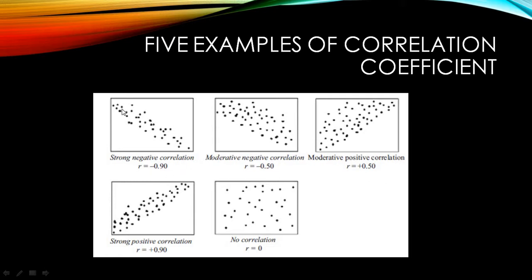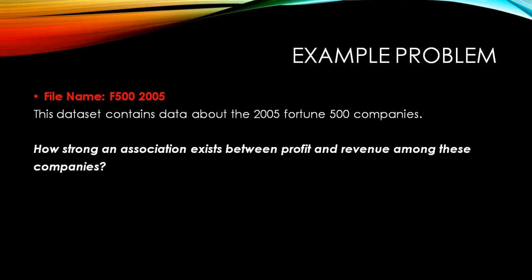If it's -0.9, the data points are falling from left to right. For moderate negative correlation, the data points are much more dispersed and falling downwards. Moderate positive correlation, the data points are dispersed and moving from left to right. Strong positive correlation, the data points are less dispersed and moving from left to right. And when the points are all scattered with no pattern, there's no correlation at all. That's quite simple. Let's solve a problem.